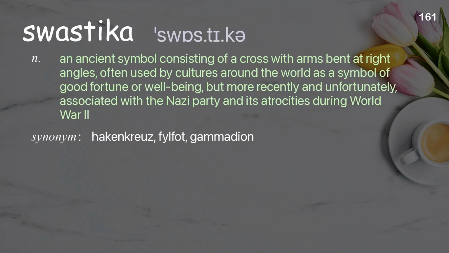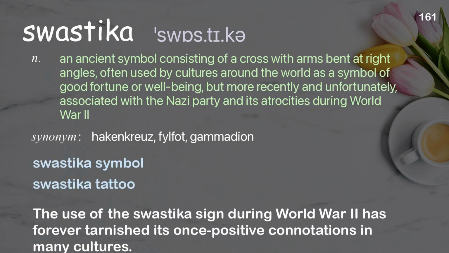Swastika. An ancient symbol consisting of a cross with arms bent at right angles, often used by cultures around the world as a symbol of good fortune or well-being, but more recently and unfortunately associated with the Nazi Party and its atrocities during World War II. Examples: Swastika symbol. Swastika tattoo. The use of the swastika sign during World War II has forever tarnished its once positive connotations in many cultures.